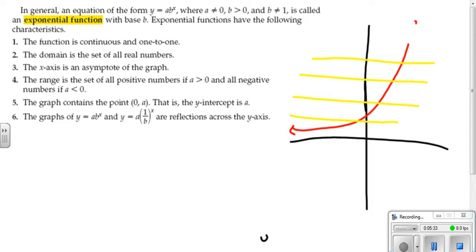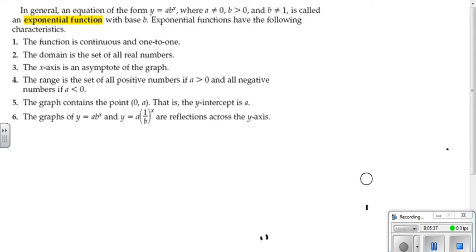The domain is the set of all real numbers, and what that means is for x, the domain, we can plug in anything we want. It doesn't matter what number. You can plug in -100, you can plug in 100, and they will always give you a number. The x-axis is an asymptote of the graph.